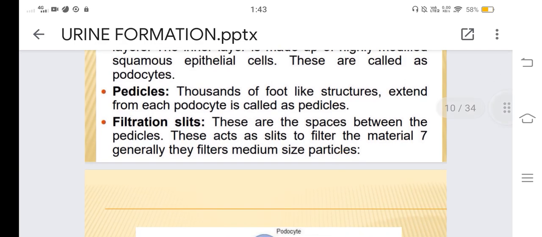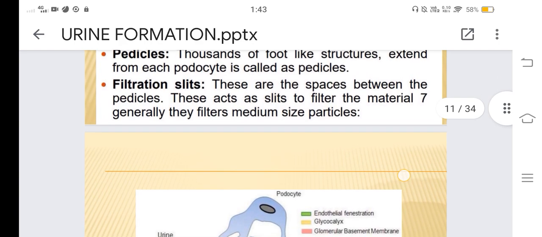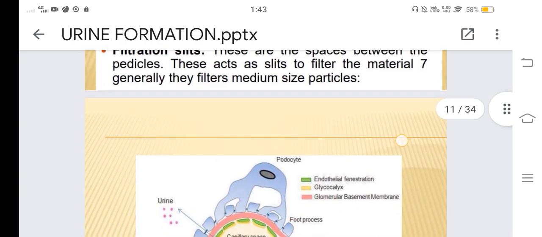Pedicels. Thousands of foot-like structures extending from each podocyte are called pedicels. Then filtration slits. These are the spaces between the pedicels. They act as slits to filter the material. Generally, they filter medium-sized particles.